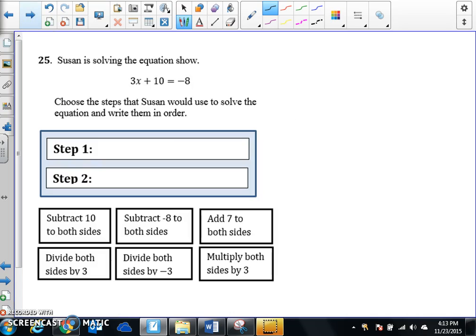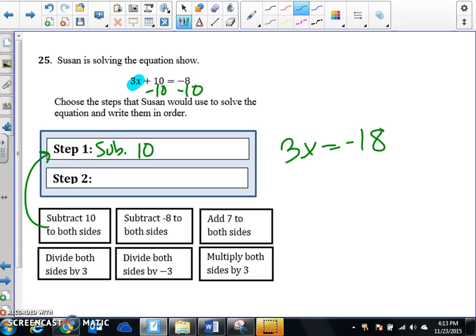Susan is solving the equation. All right, I need to find my variable. My first step: the opposite of adding 10 is subtracting 10. So my first step is to subtract 10 on both sides, so that one. Then I'm left with 3x equals negative 18. The opposite of multiplying is dividing, so I need to divide both sides by 3.